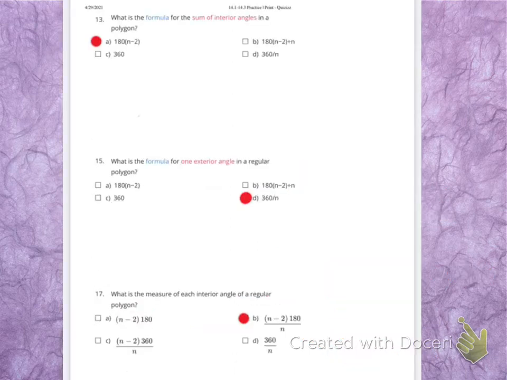13, what is the formula for the sum of interior angles of a polygon? Obviously we know this, it's 180 times n minus 2. 15, what is the formula for one exterior angle? So we know that all the exterior angles added up equal 360. So if you want to find out what just one of them is, you just do 360 divided by n.